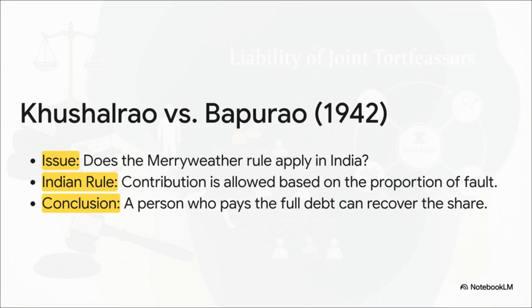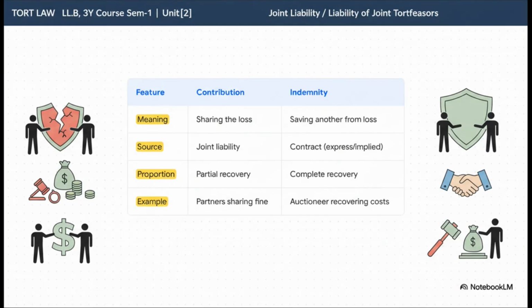In Kushalrao versus Baparao Gampatrao, citation AIR 1942 Nagpur 52, the issue was, does the Merriweather Rule apply in India? The court established a new rule. Contribution is allowed based on the proportion of fault. The conclusion, the Privy Council held that a person who pays the full debt can recover the share from their co-debtors. This table provides a systematic comparison.